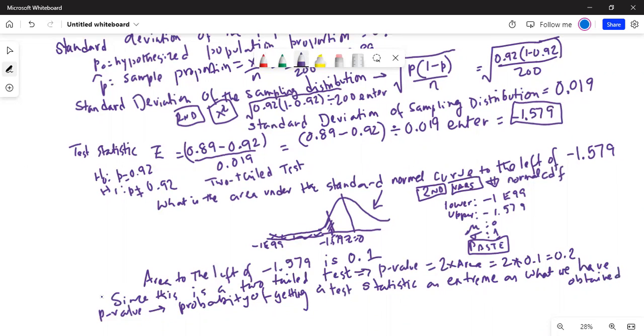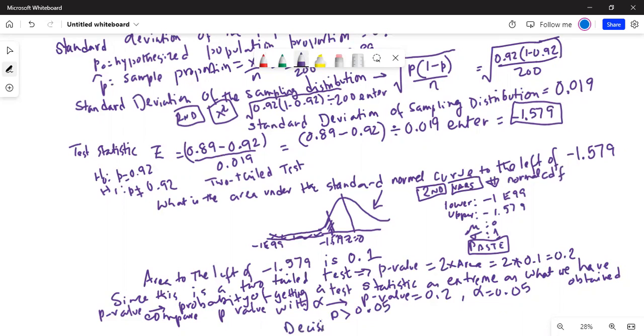So compare the p-value with alpha. My p-value is 0.2. My alpha is 0.05. So p is greater than 0.05. Decision: do not reject H0.